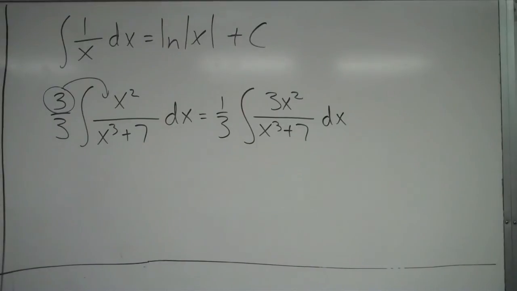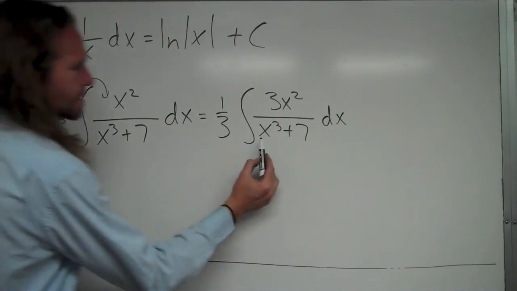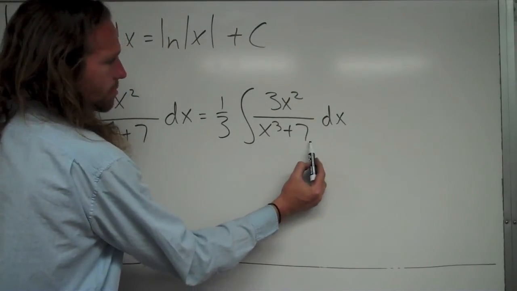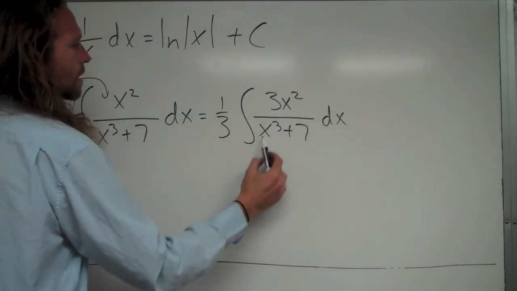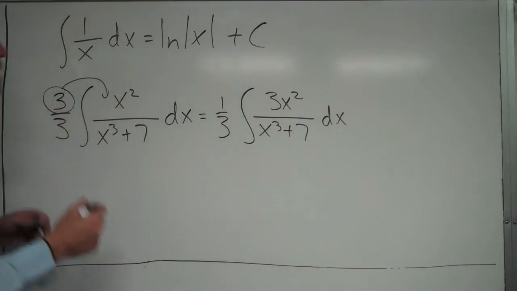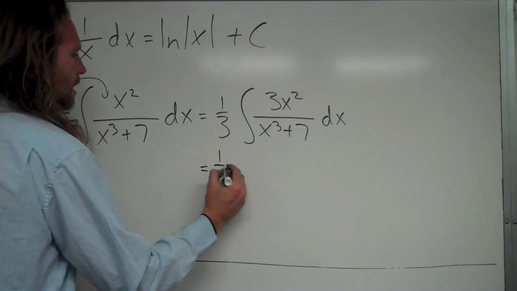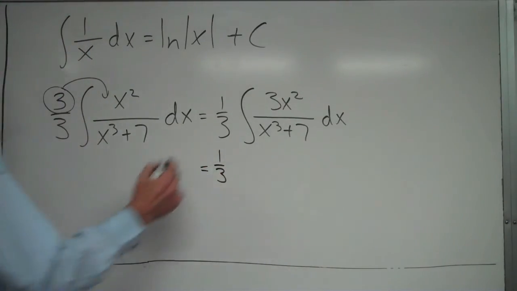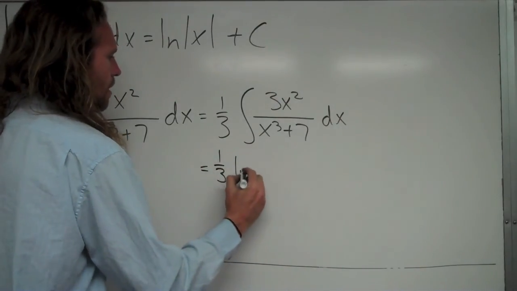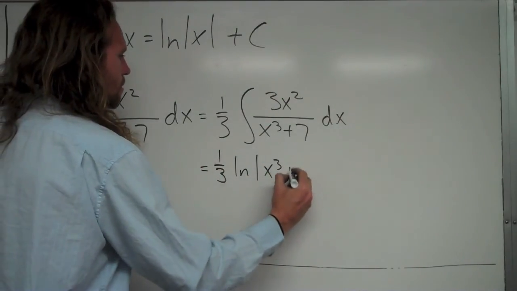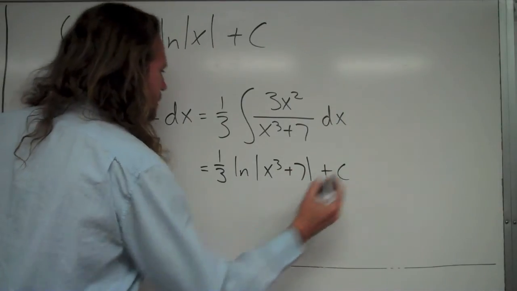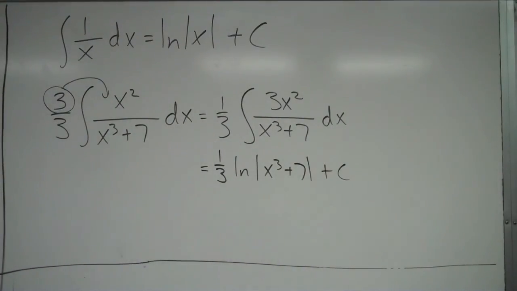Now I haven't changed the value at all, it just looks a little different. But it's set up so that if I take the derivative of the bottom, which is 3x squared, that's on top. So again, the derivative of the bottom is equal to the top. It has to be set up like that to apply this rule. So the 1/3 is a constant. It would just go along for the ride. The antiderivative of this would just be natural log, absolute value, x cubed plus 7 plus c. Don't forget that absolute value. You got to have that in there. If you forget that, that's not going to be looked upon too highly.